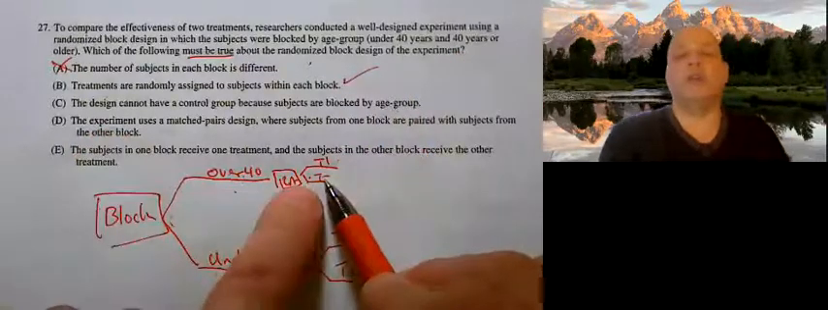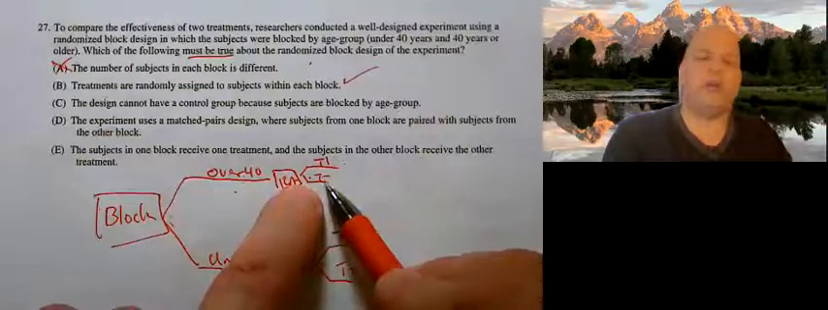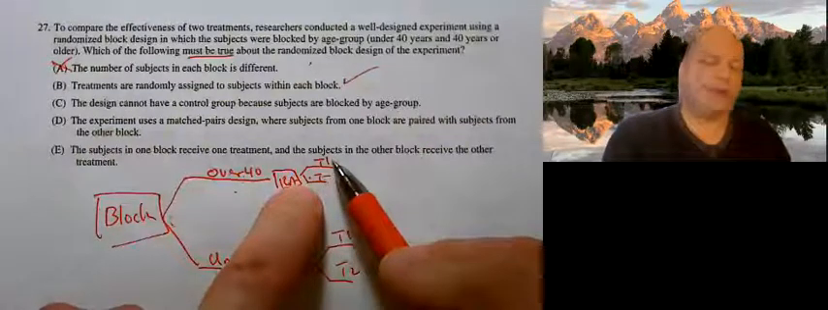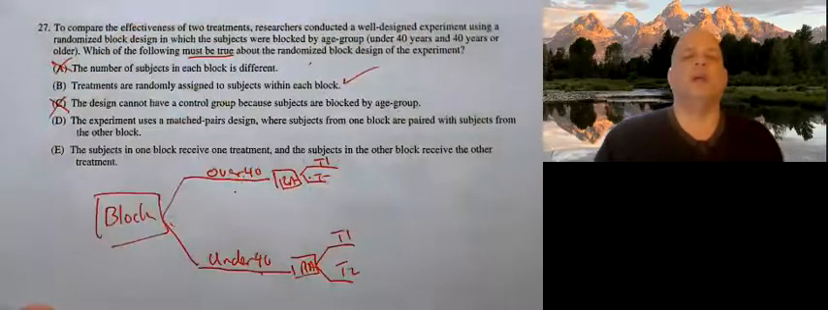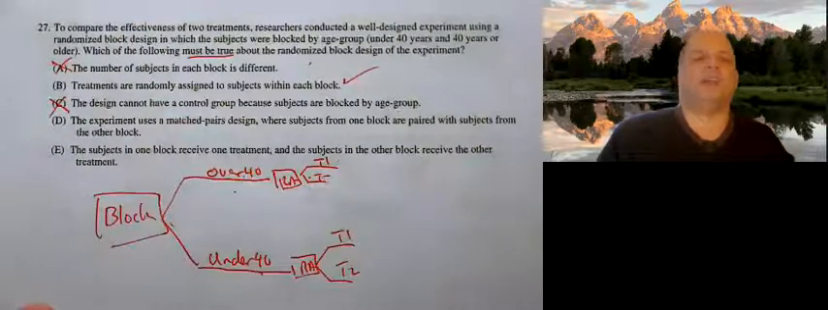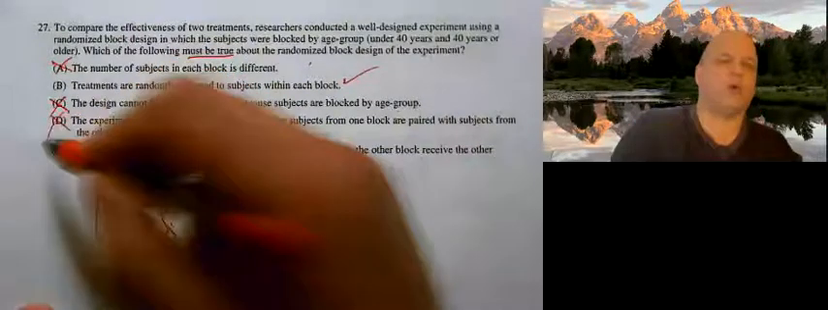Yeah, this could be a control group. This could be the new medicine. This could be the old medicine. This could be the new medicine. This could be a placebo. So we can definitely have a control group. The experiment uses a matched pair design. Not necessarily, not required.